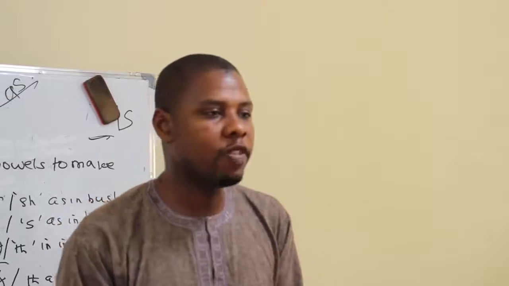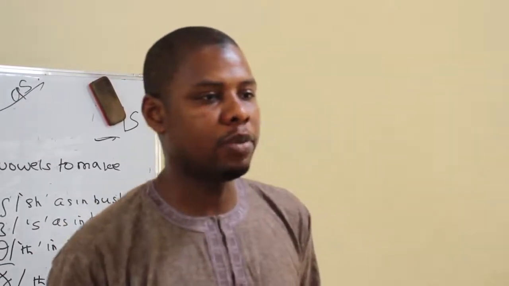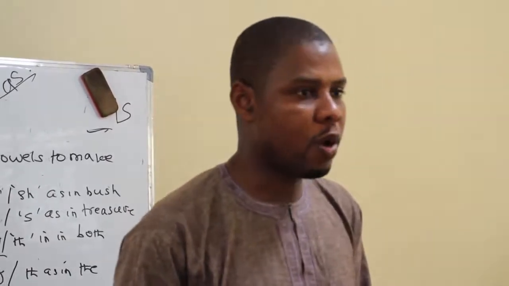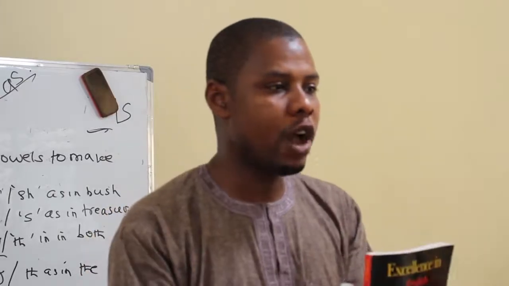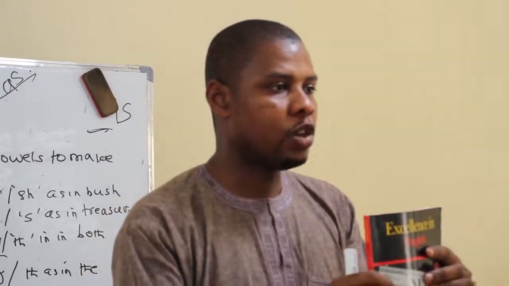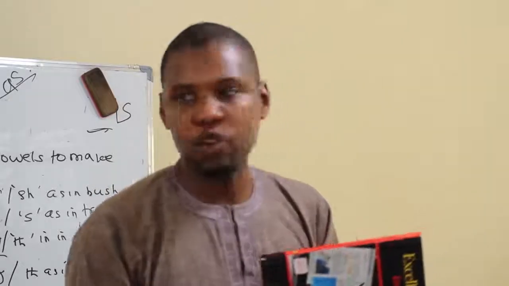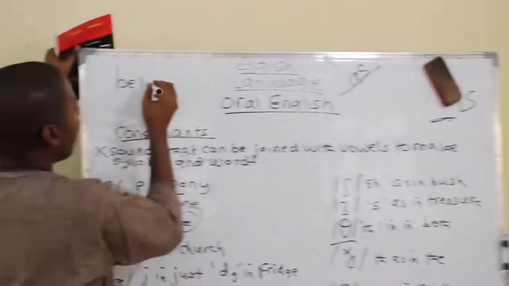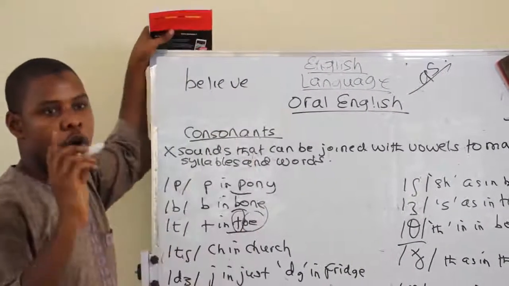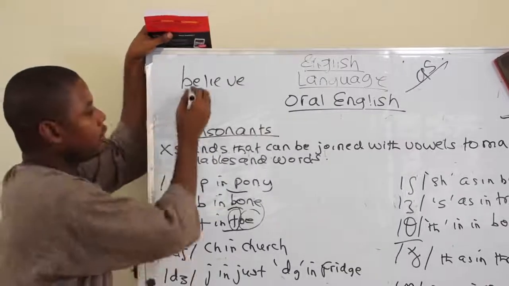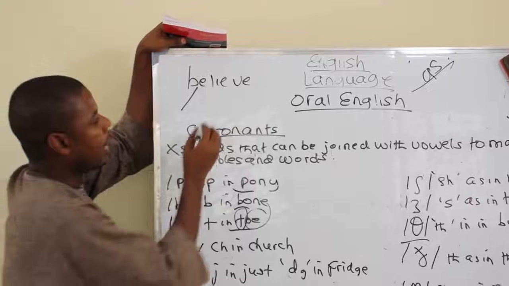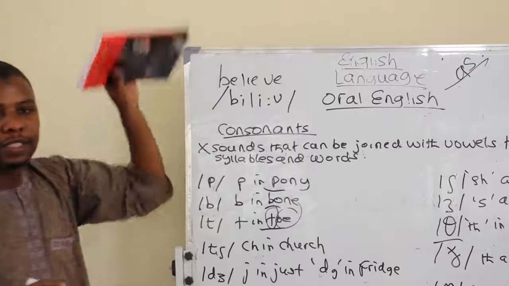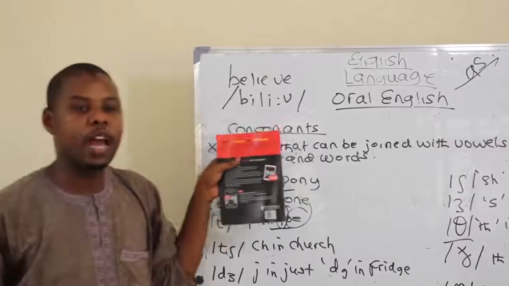One of the easiest ways of learning transcription or phonetic symbols is using your dictionary. When you use your dictionary well, you'll find that after every word, the spelling of the word, it has a transcription. For instance, you're looking for the word believe. Open your dictionary, and after the word you will see there is a column, and you find something like this. This is telling you how to pronounce the word.